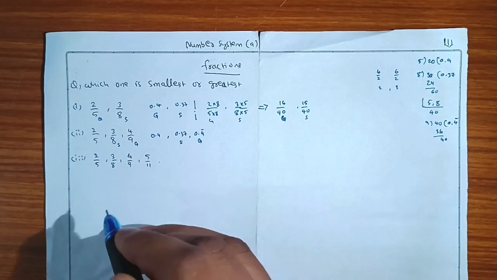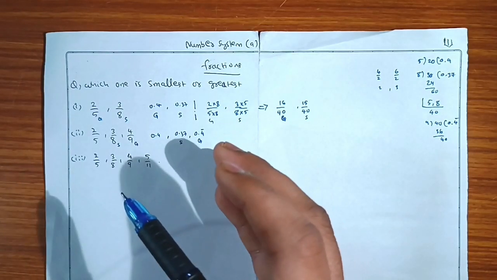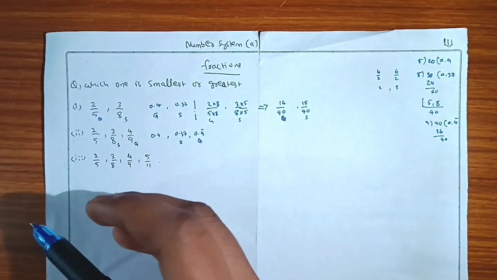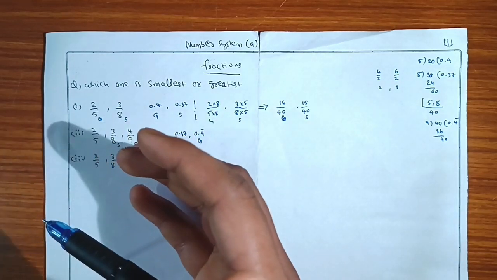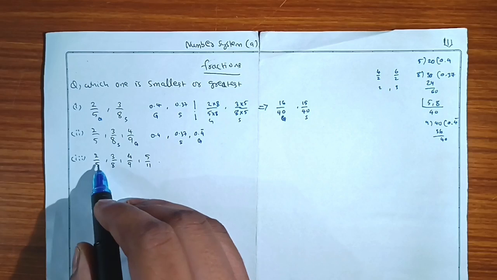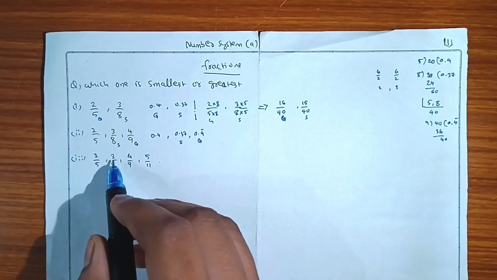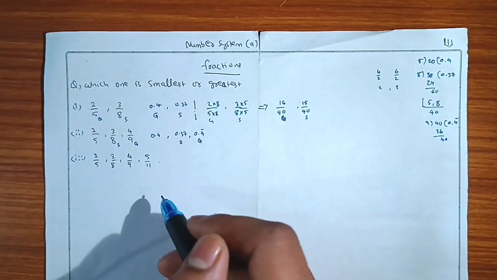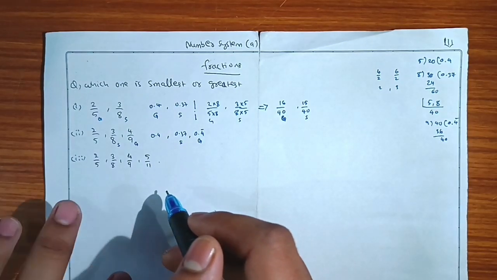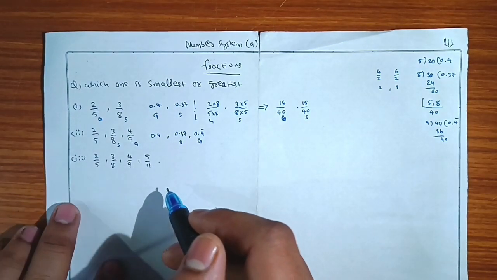This third question is like a practice question, as in the exam the questions will be given directly like this. Among these, we need to find which one is the smallest and which one is the greatest. The third question has 2 by 5, 3 by 8, 4 by 9, 5 by 11.